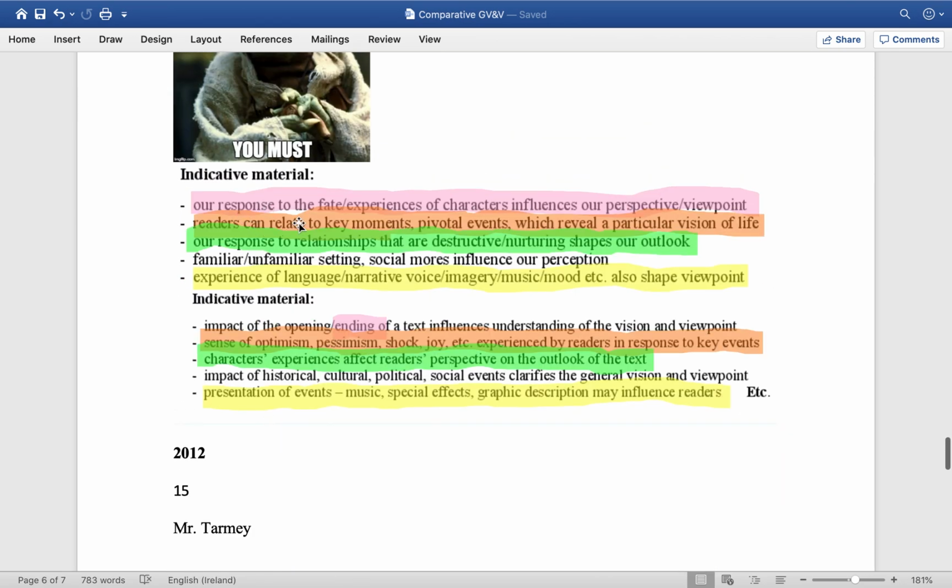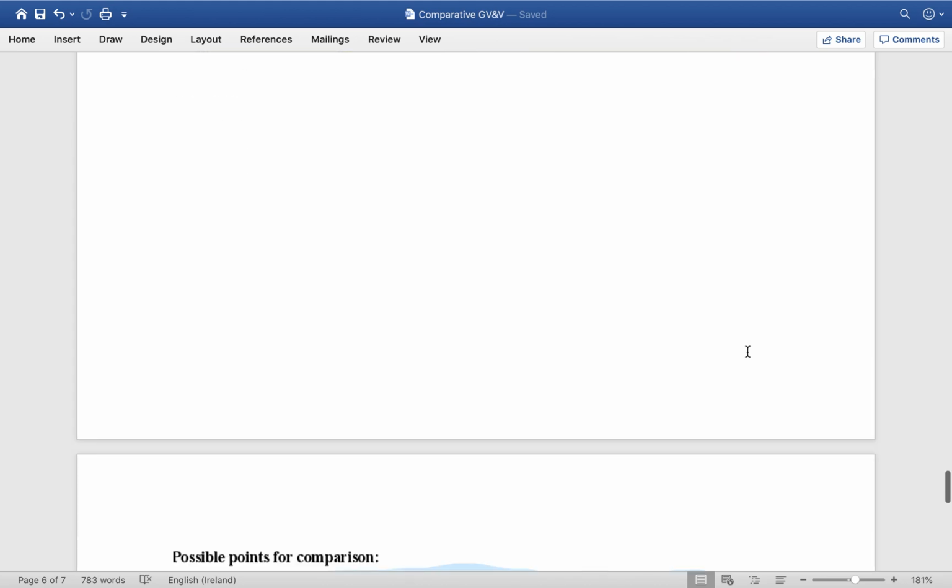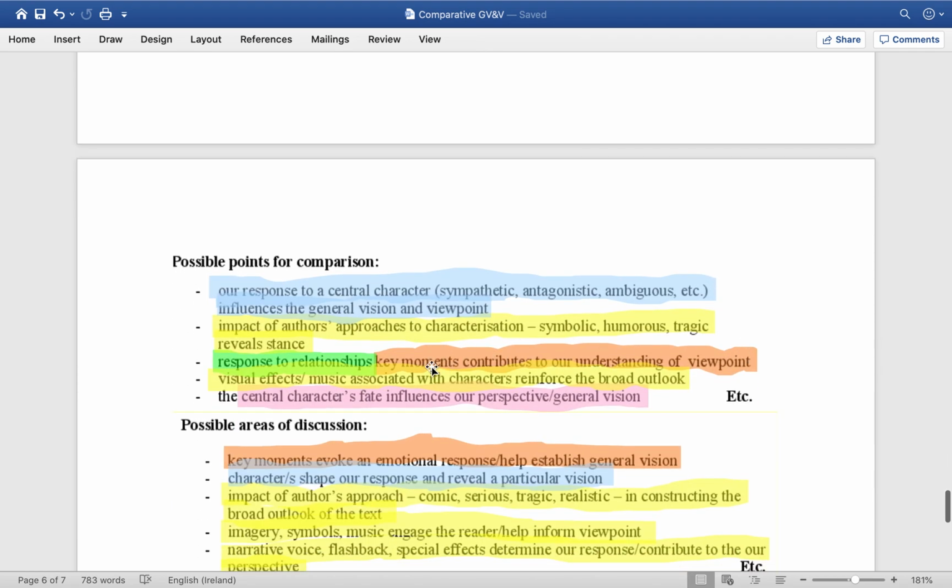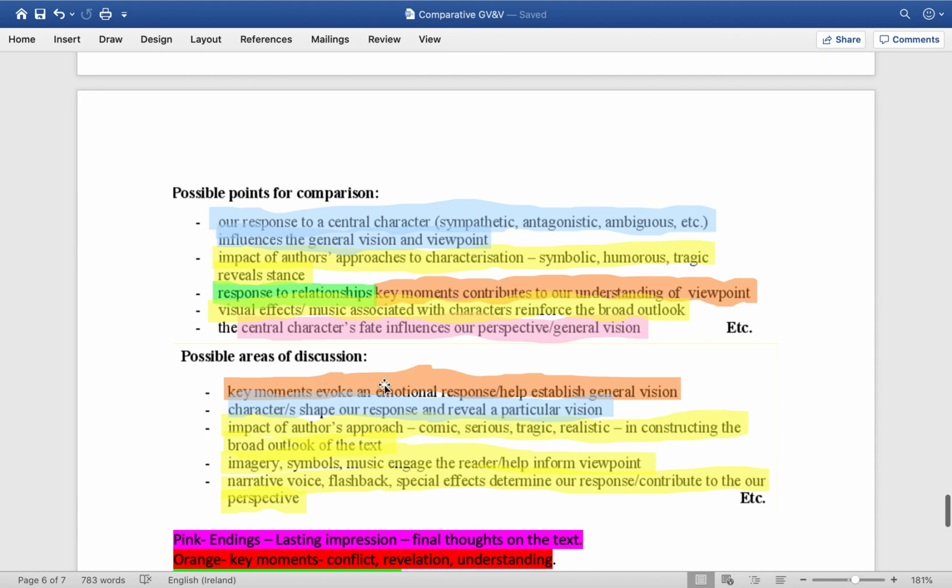So readers can relate to key moments, pivotal events which reveal a particular vision of life, a sense of optimism, pessimism, or shock experienced by readers in response to key events. I'm sure you can pick up on what this is going to be about. Key moments contribute to our understanding of viewpoint, evoke an emotional response, and help establish general vision. Absolutely. Key moments will let us know what a text is like. Is it optimistic? Is it pessimistic? Is it positive? Is it negative?